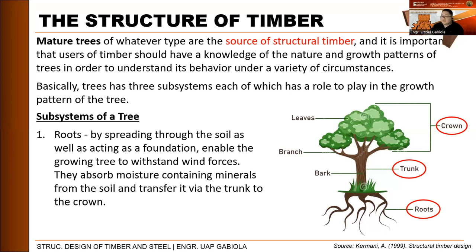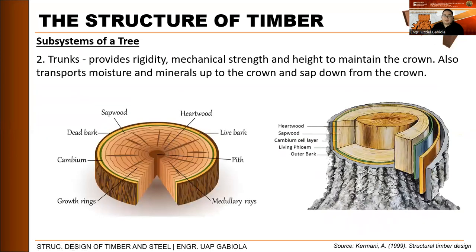Next, we have the trunk, which is the most important part for us designers, because the trunk is what we use for structural purposes. This is what we make into structural material. Okay? So the trunks provide rigidity, mechanical strength, and height to maintain the crown. Also, they transport moisture and minerals to the crown, and transfer sap from the crown.